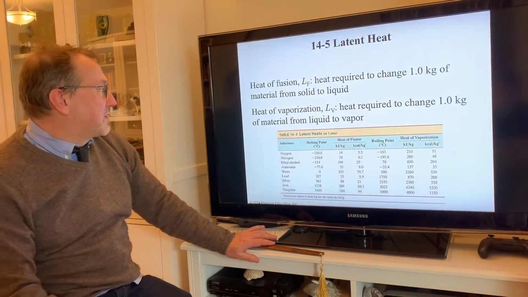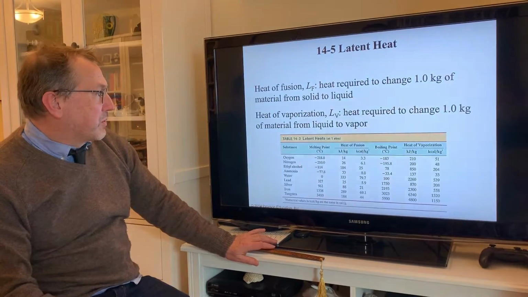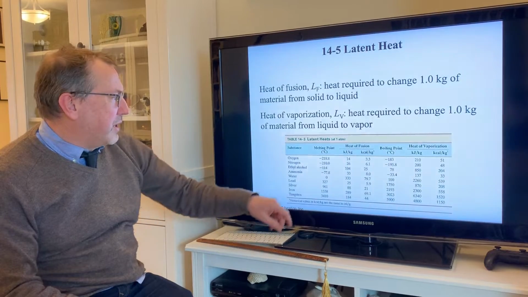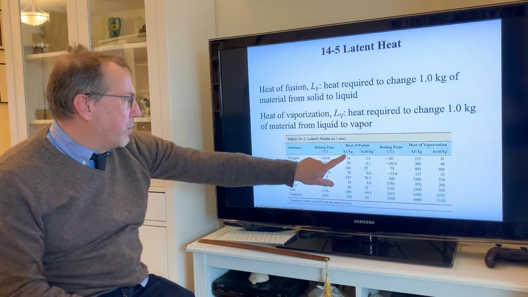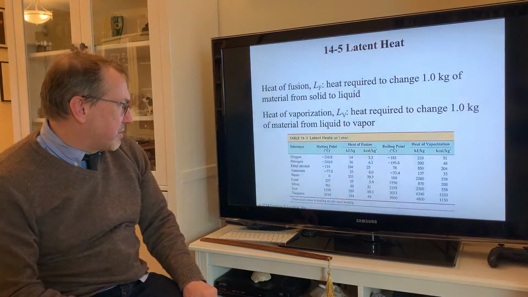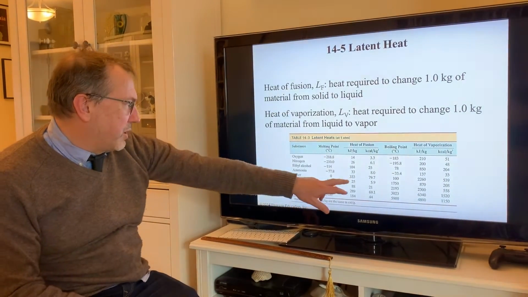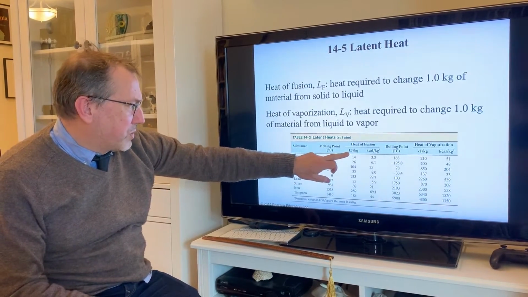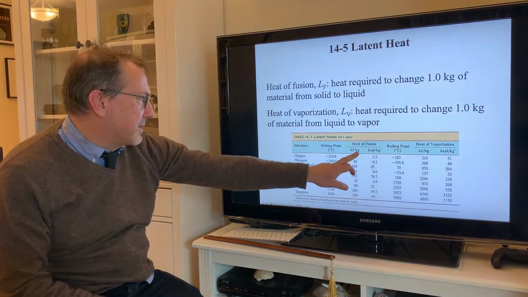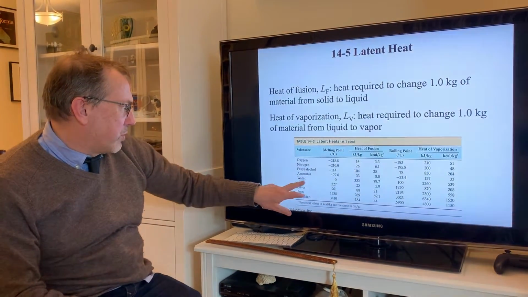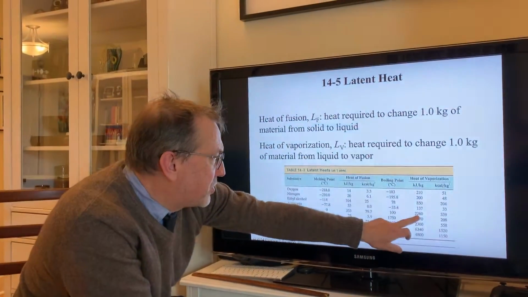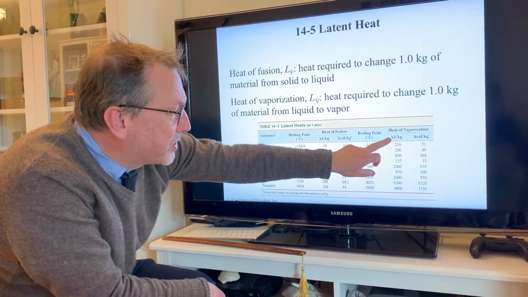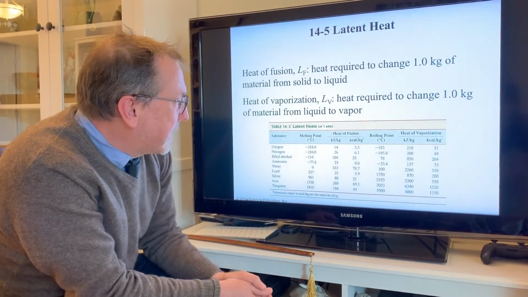So these are the values for the latent heat, or what's called the latent heat of fusion and vaporization. This tells me how many kilojoules I need to melt a kilogram of the material. So if we look at water here, you can see we need 333 kilojoules of energy to melt 1 kilogram of ice. Vaporization, if we look at water, it takes 2,260 kilojoules of energy to turn 1 kilogram of water from a liquid to a gas.